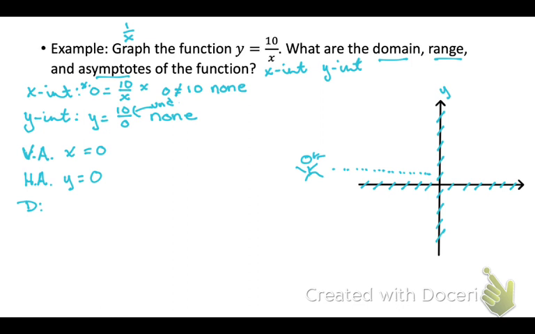So my domain is going to start where? Negative infinity. And what caused me an issue? The 0. So what do I put over here, a bracket or a parenthesis? Parenthesis, because it's not included. And then I put a U because there's another piece, right? So I have to get over this fence, and I end up at 0, but not on it, so I use a parenthesis. And then I can go on to positive infinity.